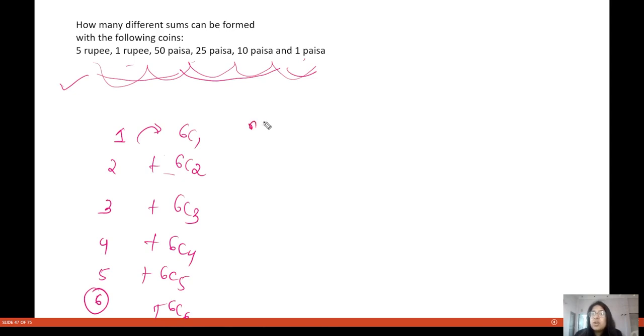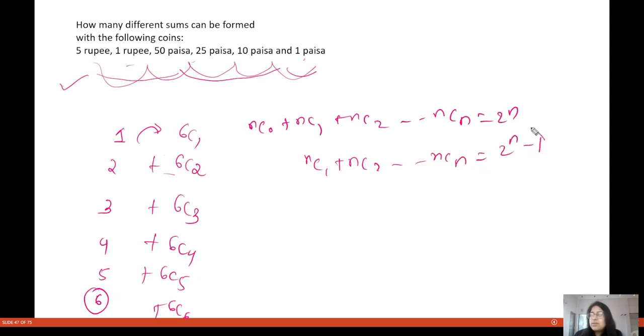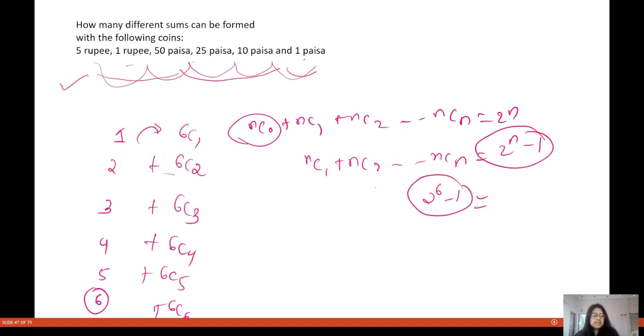But we already know nC0 plus nC1 plus nC2 dot dot dot nCn is given by 2 to the power n. So nC1 plus nC2 dot dot nCn should be given by 2 to the power n minus 1, because nC0 is 1 only. So this becomes 2 to the power 6 minus 1 ways you can do it. I hope everybody is clear with this.